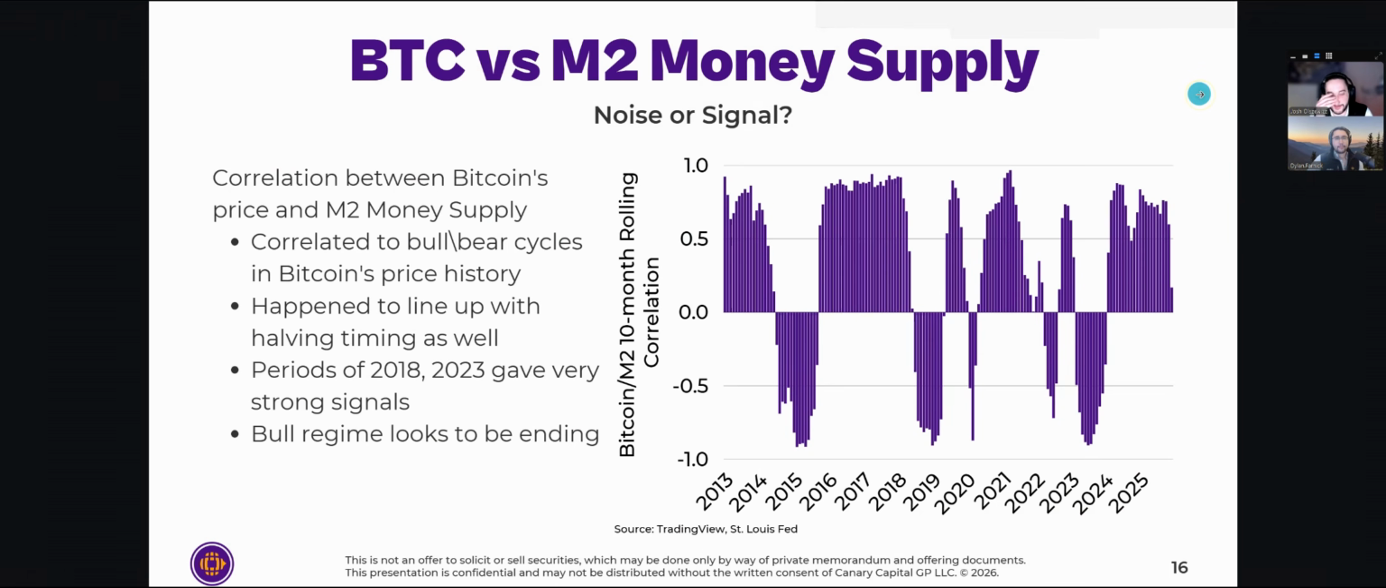And if we move on, I facepalm a little bit with the M2 people, but Dylan did some work here on BTC against M2, so I'll let him take over the wheel here.